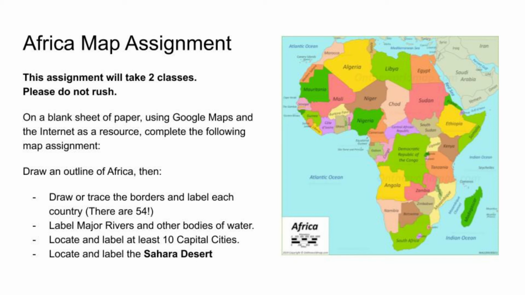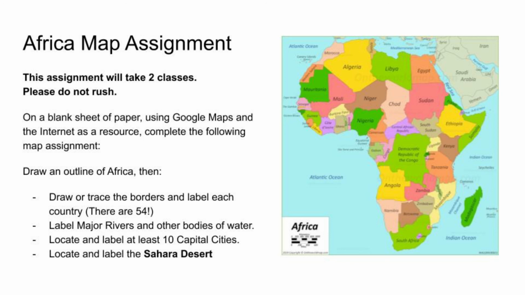Then I want you to label the major rivers and any other bodies of water, which you can see in the other maps that were on the previous slides, and any map that you find online of Africa, you'll find those major rivers. I want the major ones, right? One that I can think of right now is the Nile River, the longest river in the world. It's massive, and that is located in Egypt, of course.